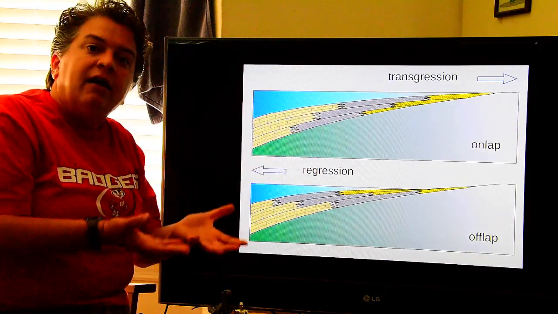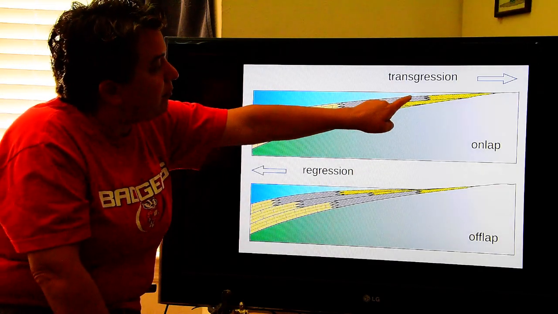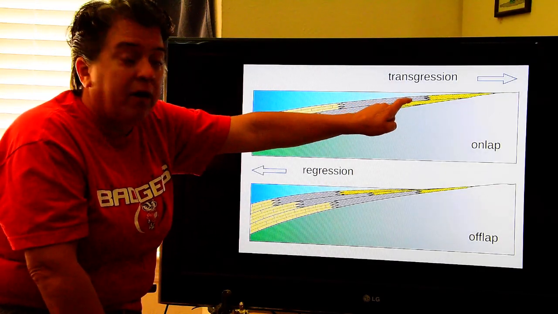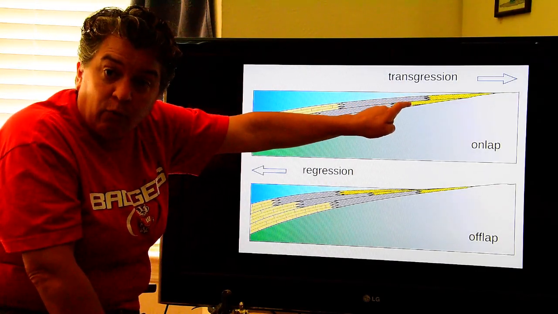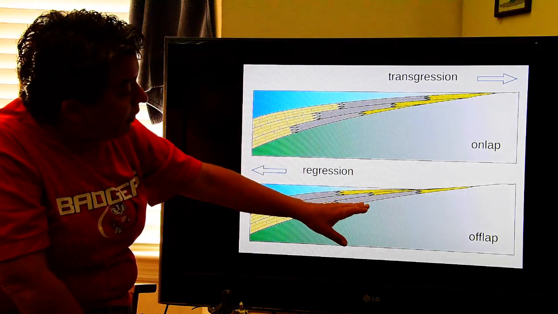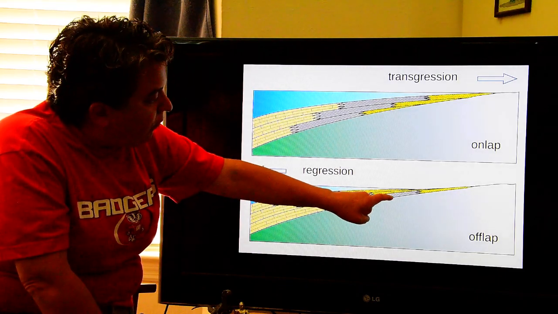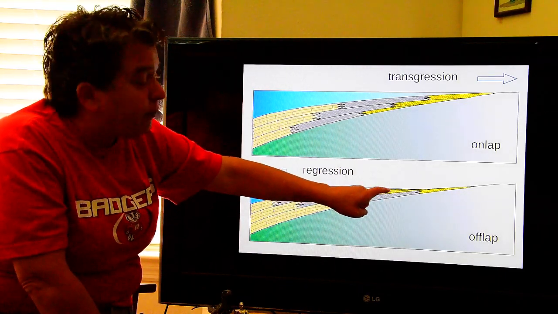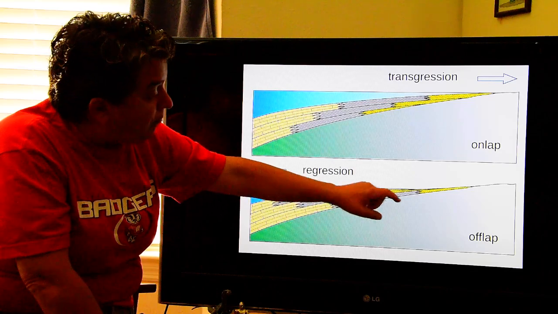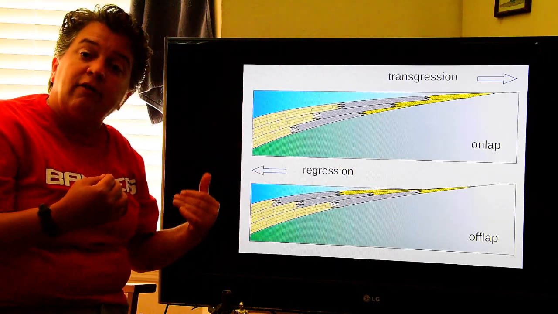That tells us sea level is rising because we're getting those deeper water deposits on top of the shallower water ones. The regression is the opposite, right? In this case, we have the deeper water deposits, then the coarser grained, shallower ones on top of that. That tells us sea level is falling.